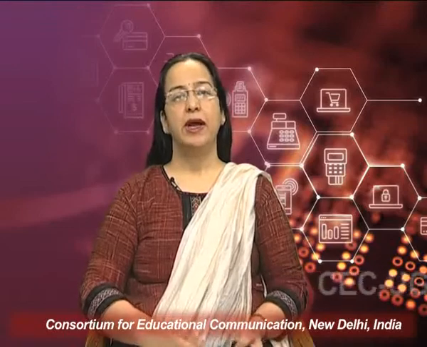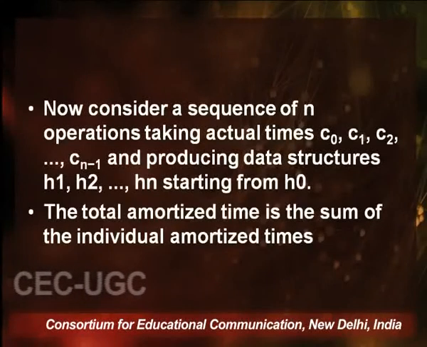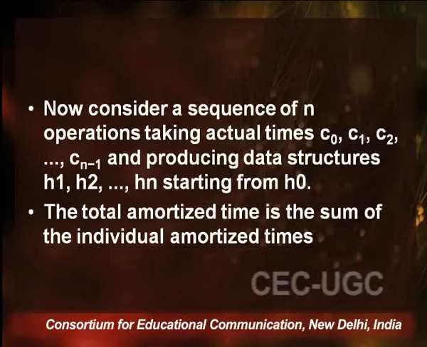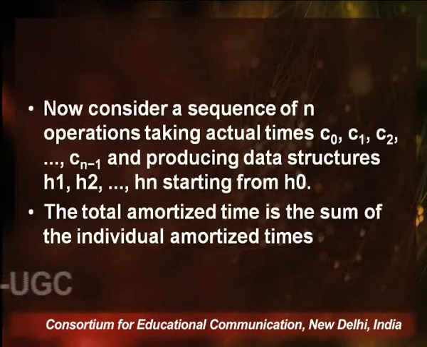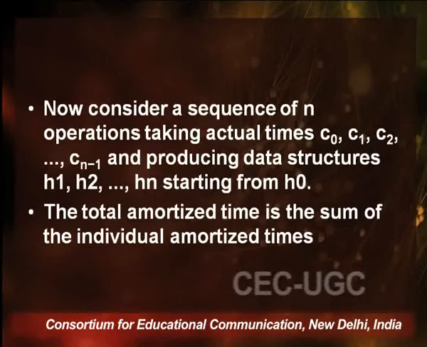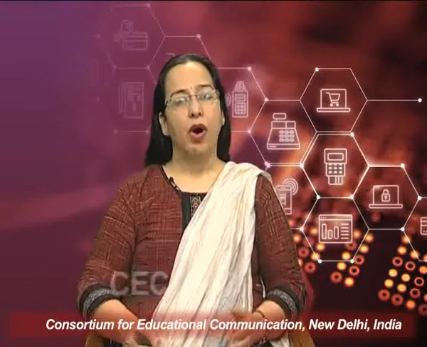So for state 0 the actual time taken is C0, and the earlier state was H0, and now the data structure is going to be converted into H1. Similarly for state 1, the data structure is in state 1, now it will go to state 2. So the transition will be from H1 to H2, while the actual time taken for this is C1. So here we need to sum up all such states.